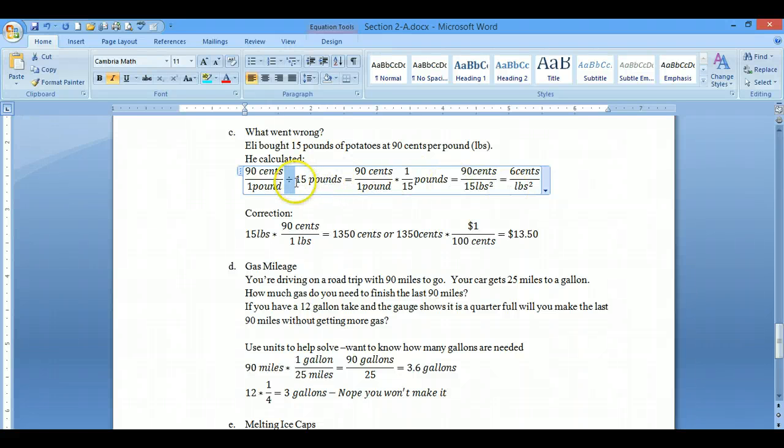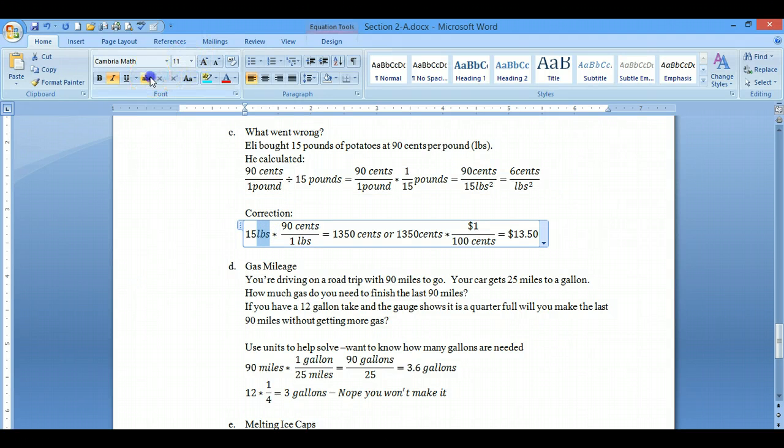Instead of divide, we should multiply. And here's the shortcut for pounds. That will cancel out now that I'm multiplying because one's on top and one's on bottom, and I'm only left with the unit of cents, which is what I'm looking for. So 15 times 90 gives me 1,350 cents, or you can change it to a dollar sign, which is $13.50. You can multiply by $1 over 100 cents using the unit conversion, which gives you your 13.50.